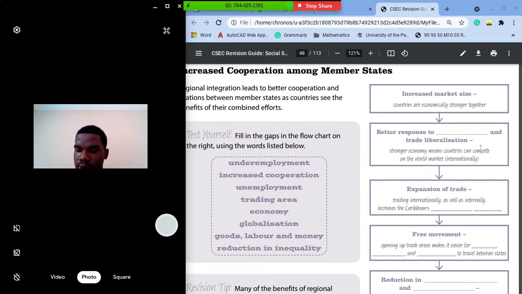All right. Next one goes to Sunny. Sunny, you ready? Trading internationally. So we're talking about the expansion of trade. Trading internationally as well as internally increases the Caribbean's. It's two words. Yes, sir. So it says trading internationally as well as internally increases the Caribbean's.